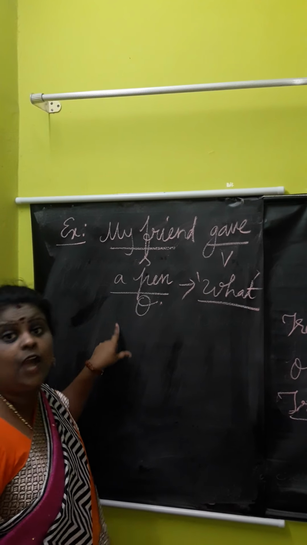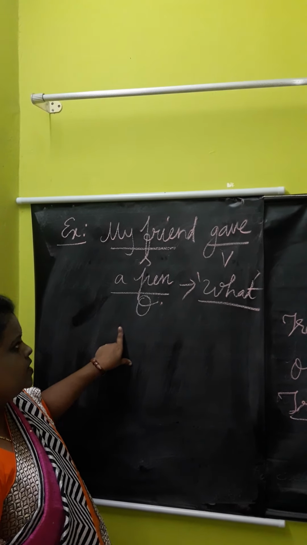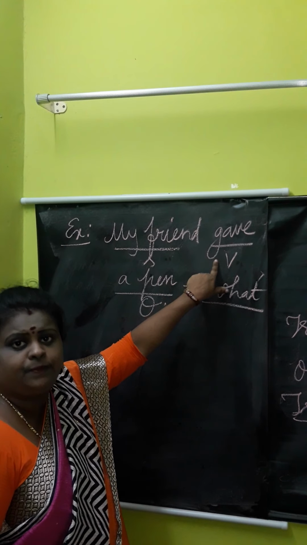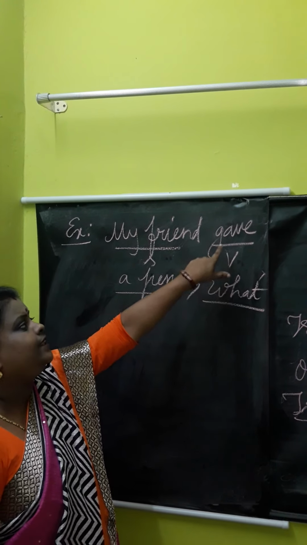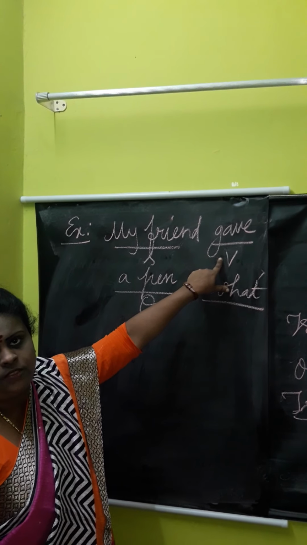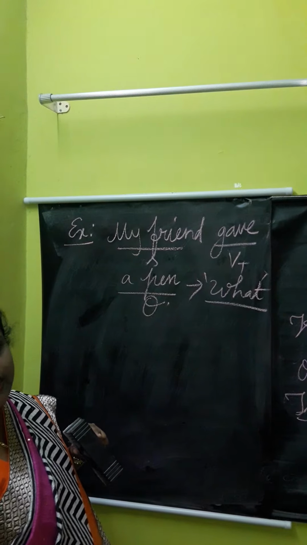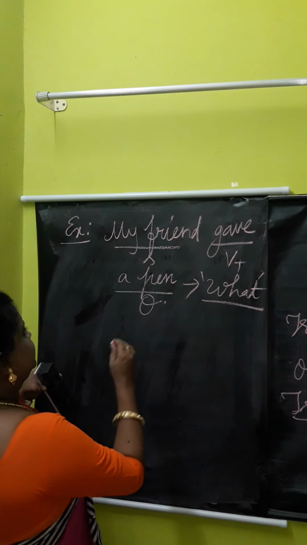Listen carefully. In this sentence we have an object, a pen. So if the object follows the verb, that verb is a transitive verb. That verb is a transitive verb, VT. Let's see another example.